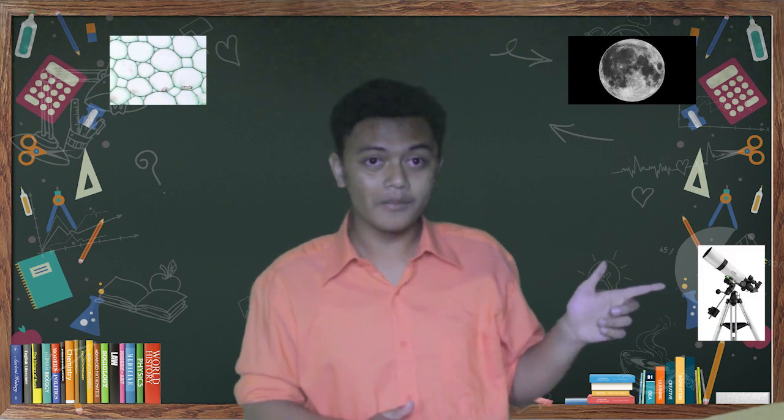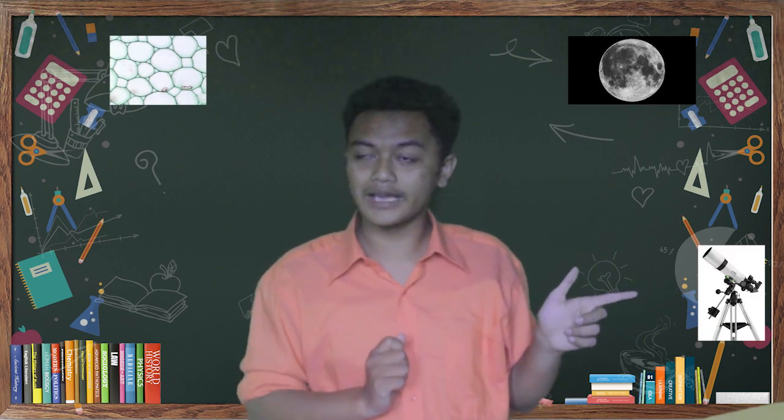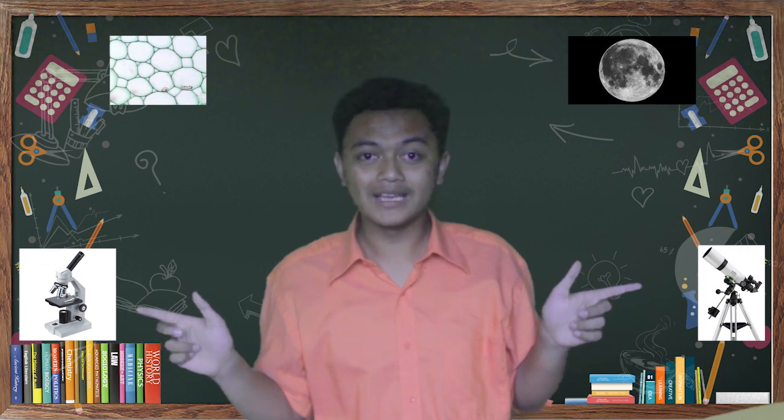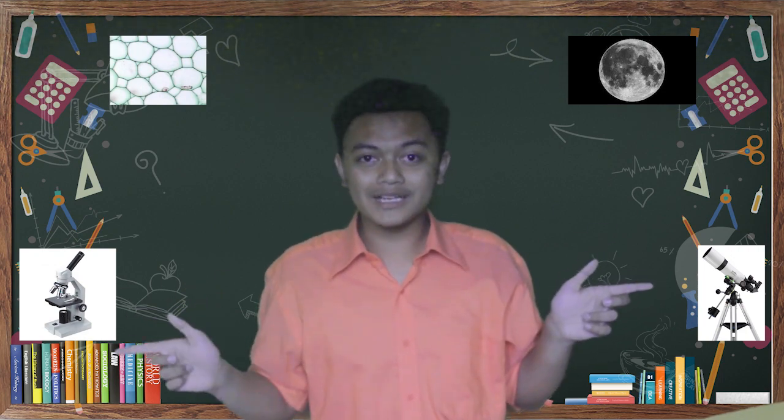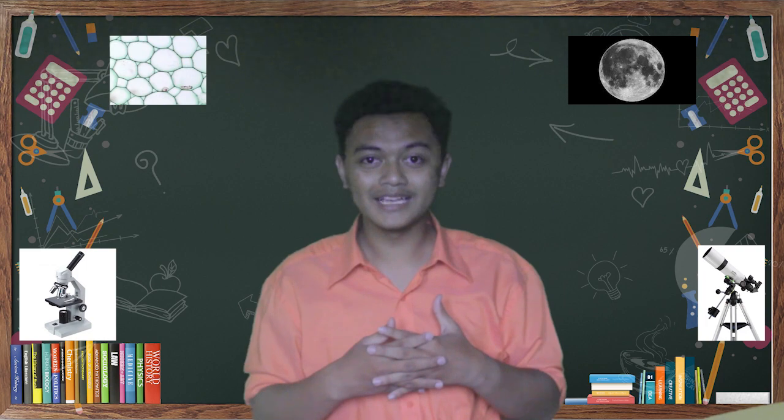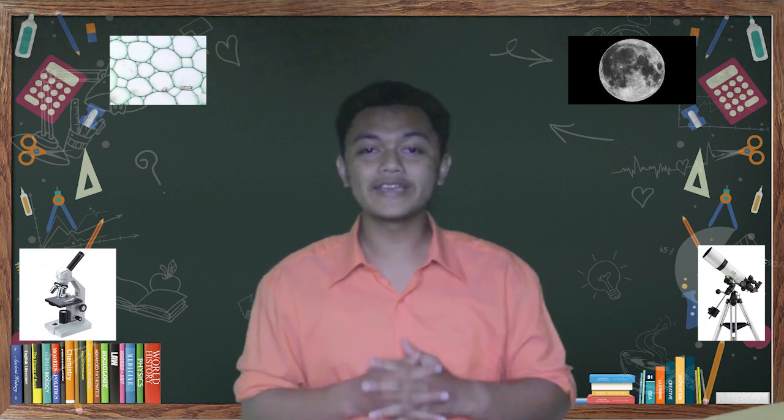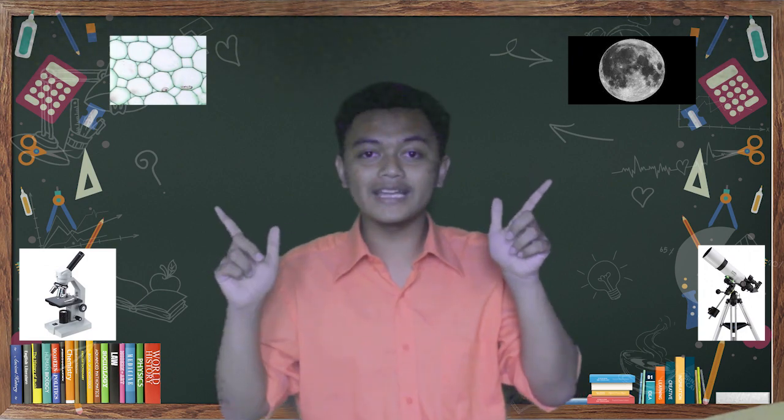Yes, because of the lens. We can see the moon by the telescope, and we can see the cell by the microscope. The telescope and the microscope consist of lens, which is the convex lens. So that's why we can see the moon and the cell clearly.